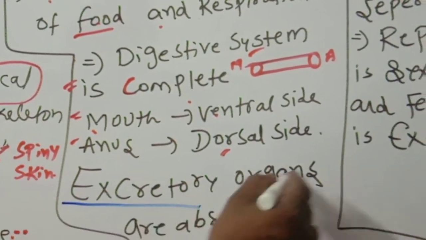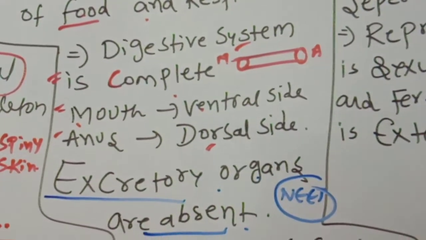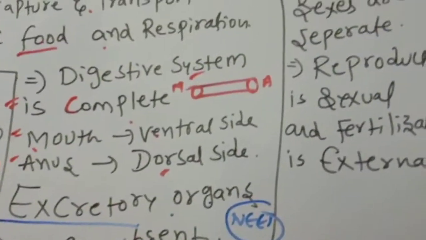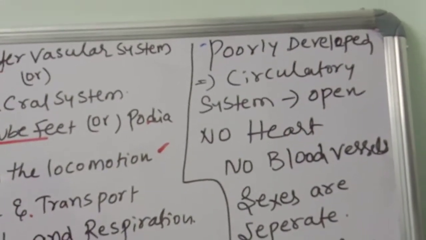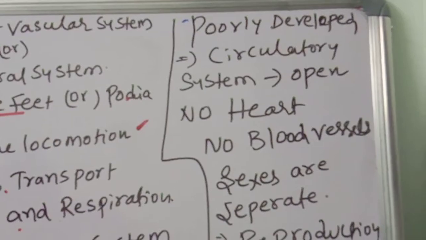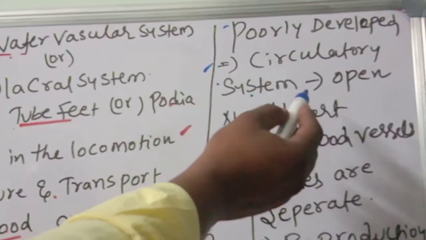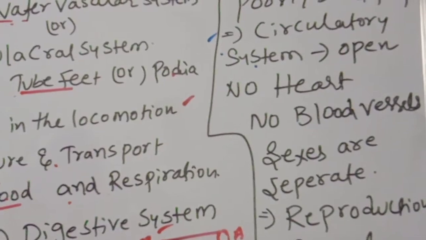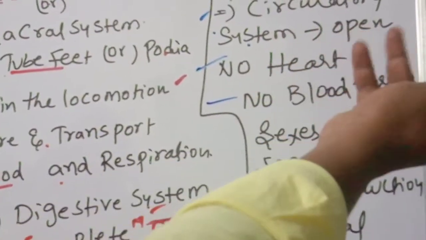The excretory system, this is the most important, a neat bit: excretory organs are absent in echinoderms. The nervous system and sensory organs are poorly developed. Nervous system and sensory organs, like brain-type structures, are poorly developed. The circulatory system is open type. Open type means there is no heart and no blood vessels, and blood flows in sinuses, open canals.